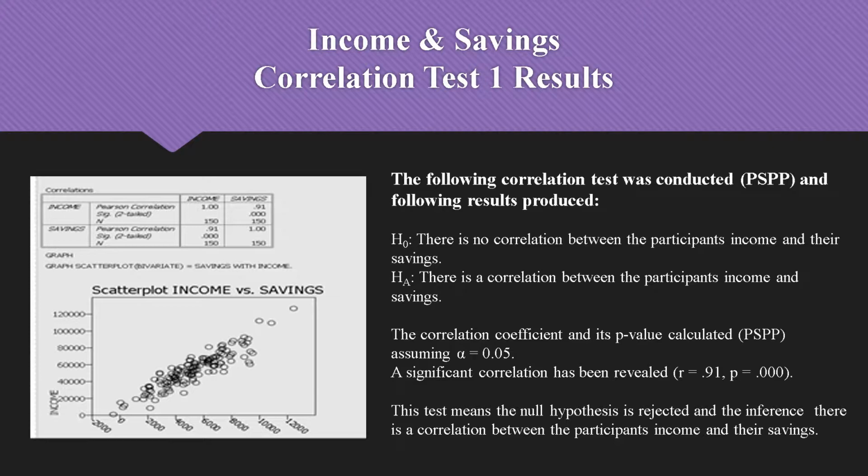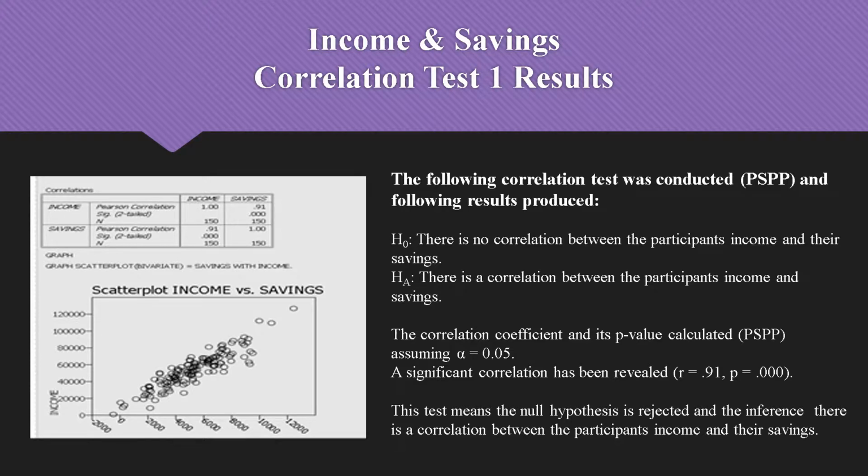Test number 1, correlation test 1. Correlation test 1 is between income versus savings. The null hypothesis can be stated: there's no correlation between the participants' income and their savings. The alternative: there is a correlation between the participants' income and their savings.